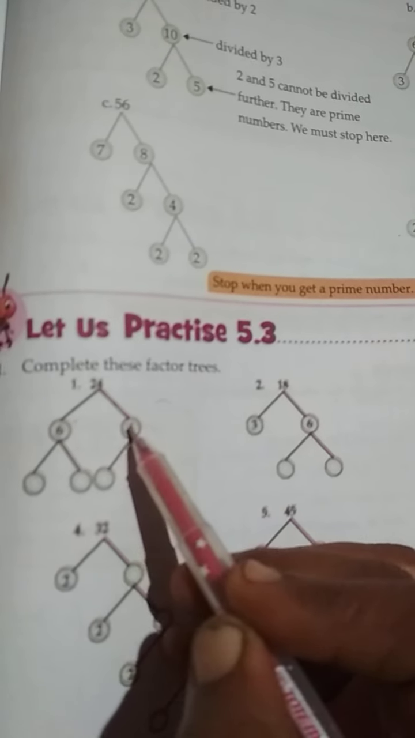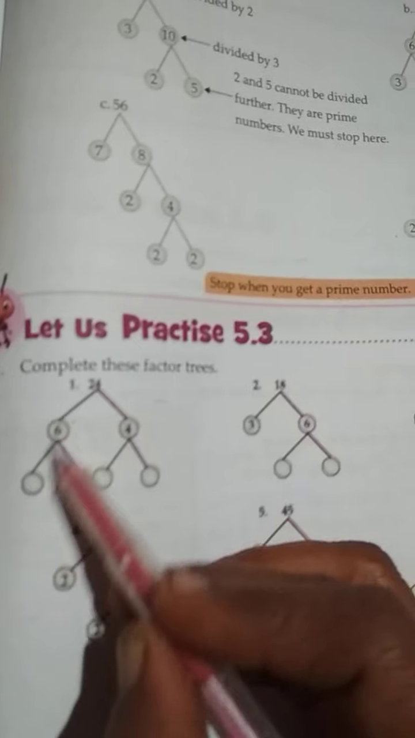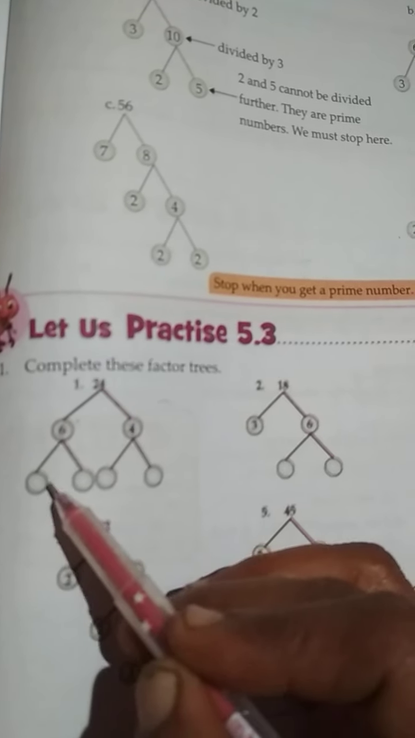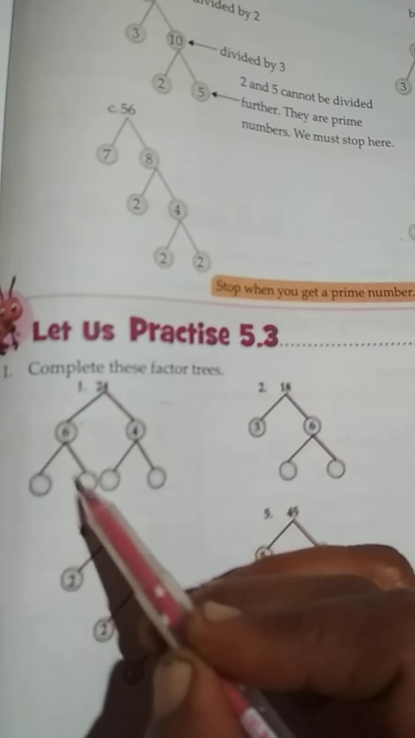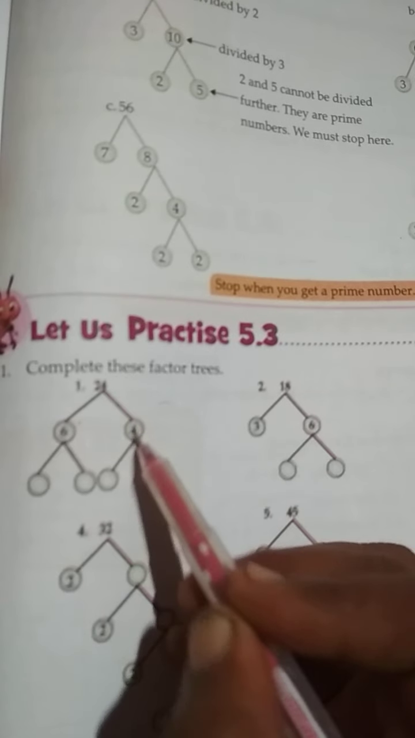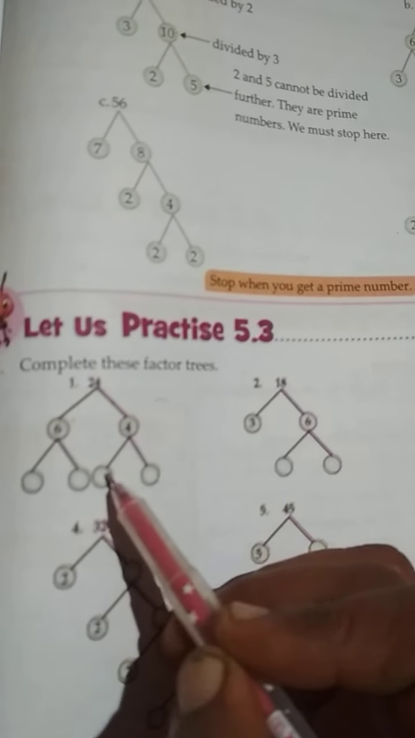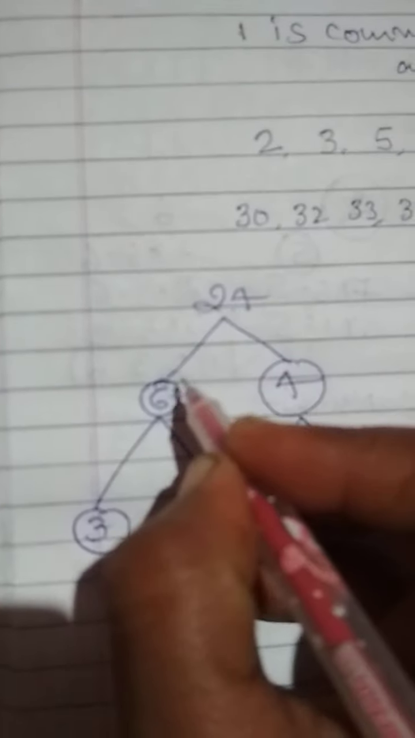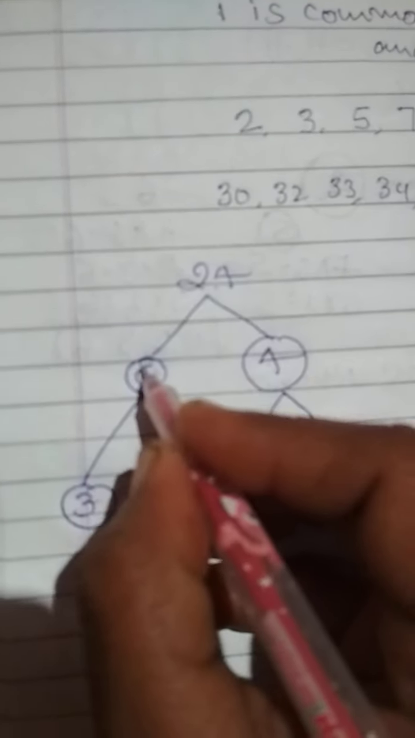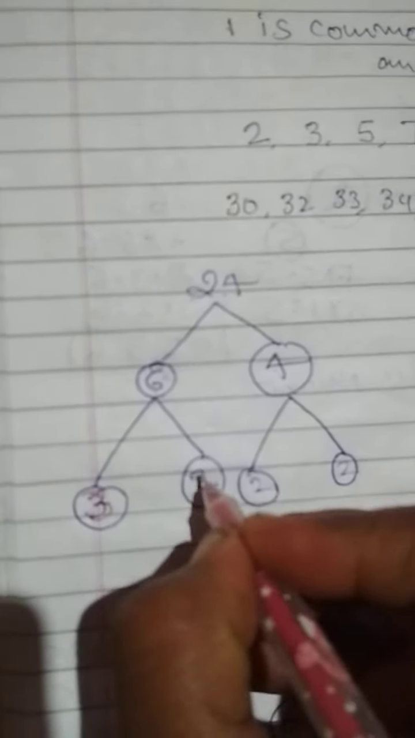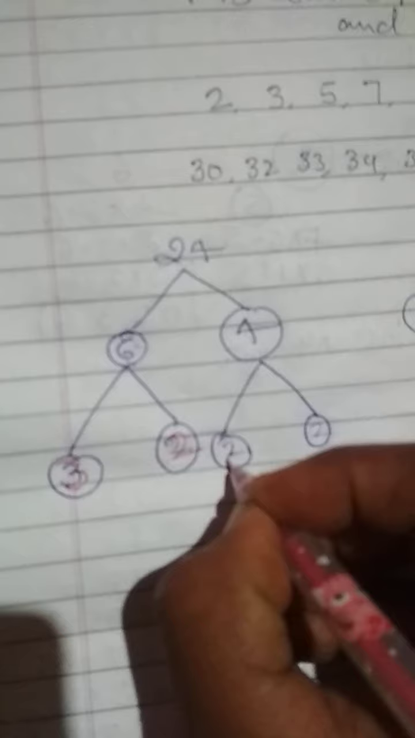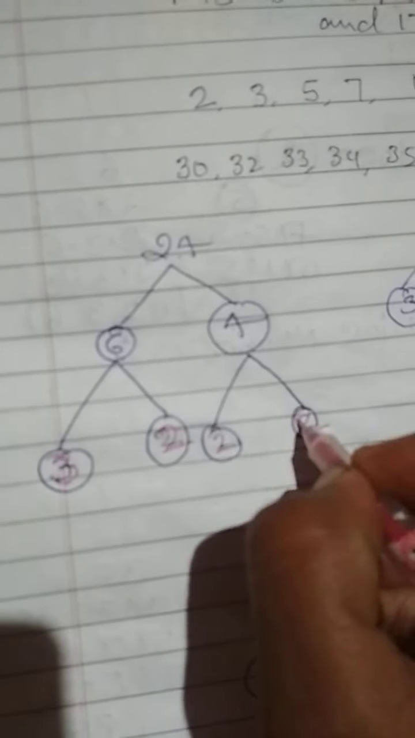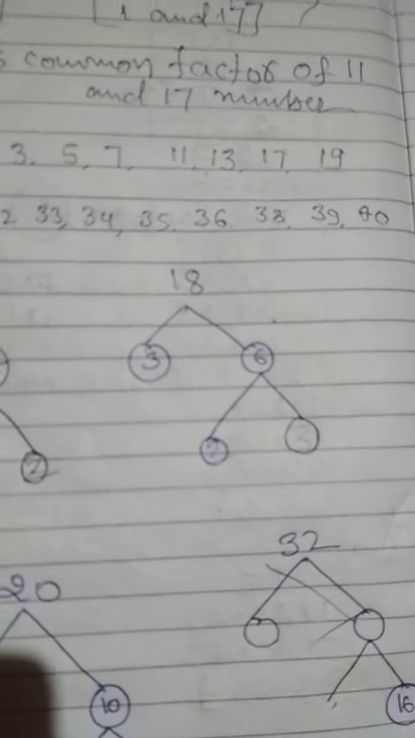Okay students, 6 4s are 24, and here again 6 is divided. This 6 is in which tables? 3 2s are 6, 2 3s are 6. You write here 3 2s are 6, and here the number 4: 2 2s are 4. Here, student, 24 is there, 6 4s are 24, and here for 6 write 3 and 2. 3 2s are 6, and here 4 is 2 2s are 4, students.